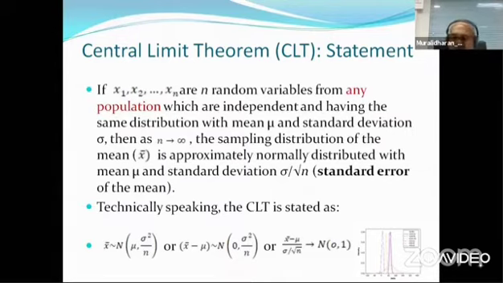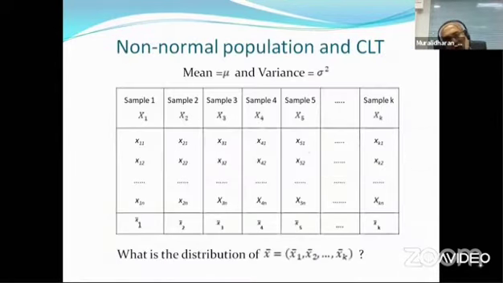Now again, go back to the same table. Look at x1 bar, x2 bar, x3 bar. So x1 bar is the sample mean of the first sample, x2 bar is the mean of the second sample, like that. So we are looking for the distribution of that.